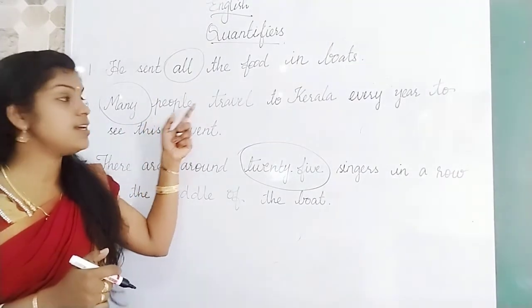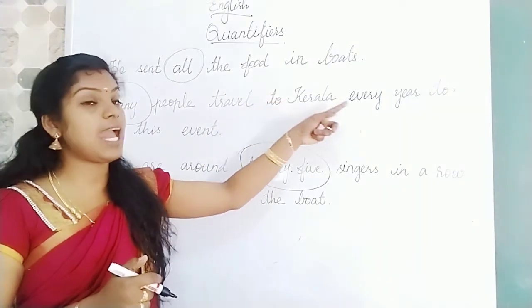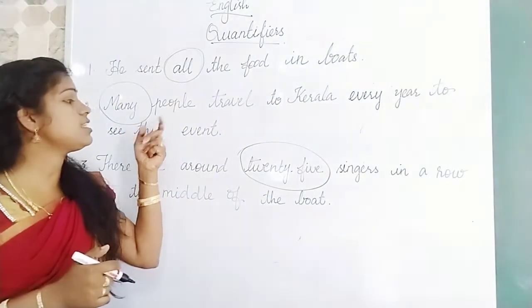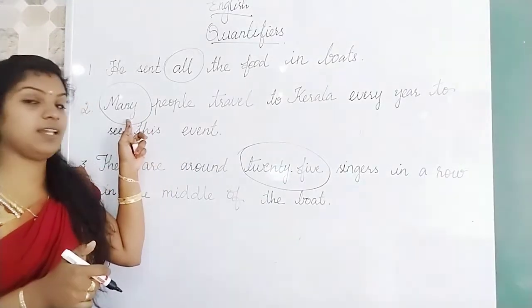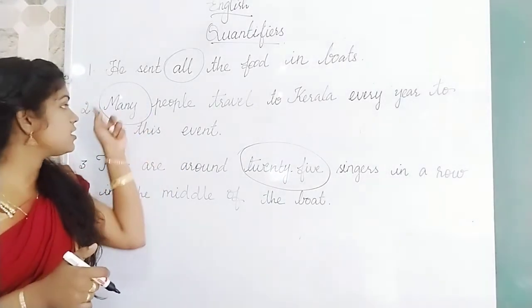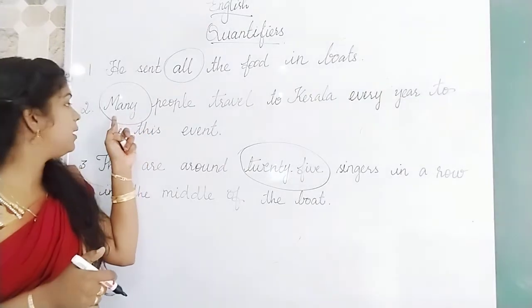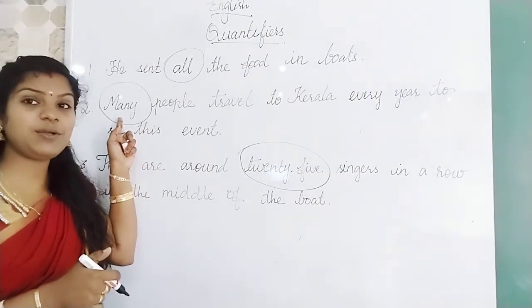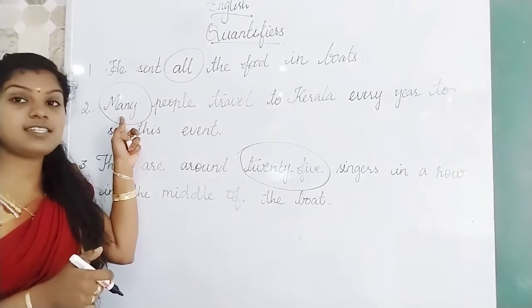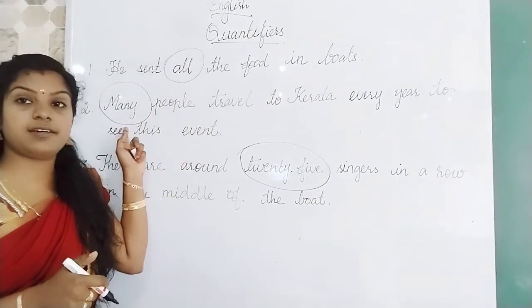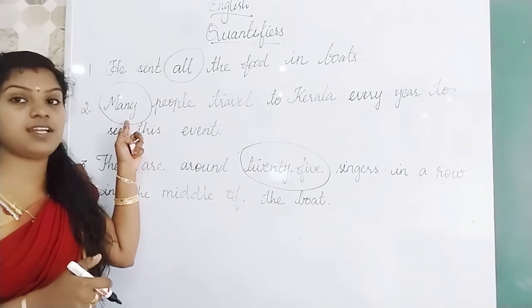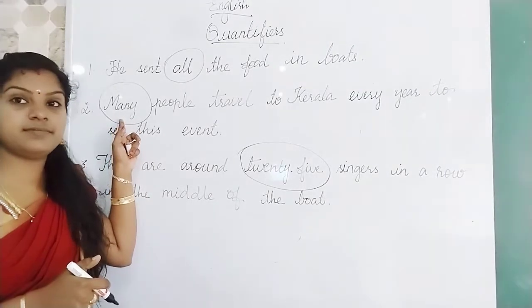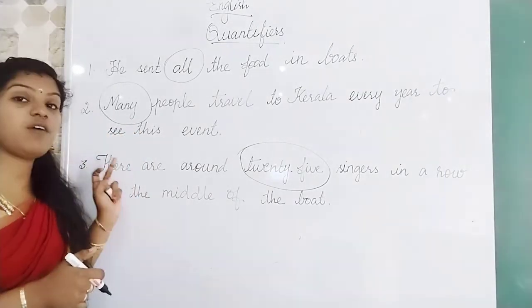Many people travel to Kerala every year to see this event. How many people? Many people. So which is the quantifier here? Many. Have you got it? Many is considered a quantifier. How many? The answer is the quantifier, many. Then let's move on to the third one.